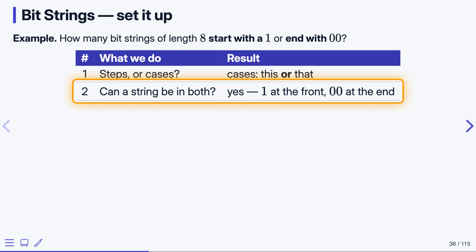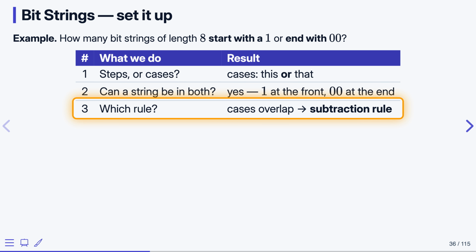Step 2, but check the overlap first. A string can do both at once. It can start with a 1 and also end with 0, 0. Step 3, the cases overlap, so the plain sum rule would double count. We need the subtraction rule. Next we count the three groups.